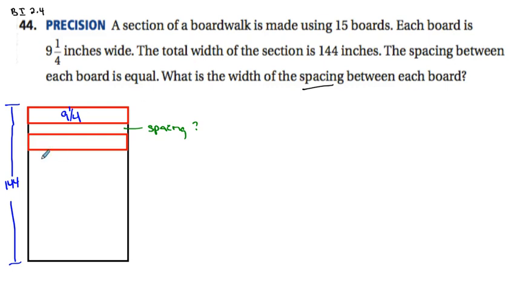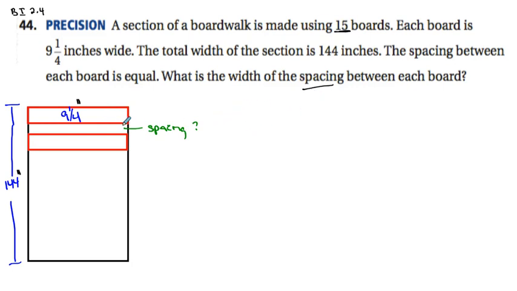So let's see what we know. We have 144 inches altogether, right? And I'm going to put those two little marks there, like quotation marks, that represent inches. One would represent feet. So we have 144 total inches. We have 9 1/4 inches per board, and we have 15 boards.